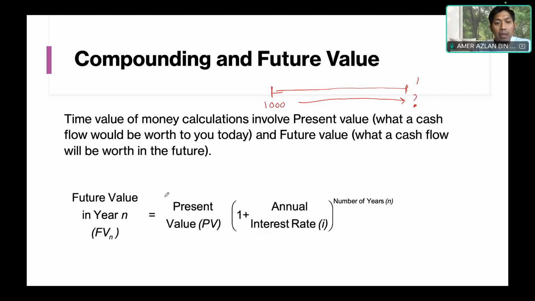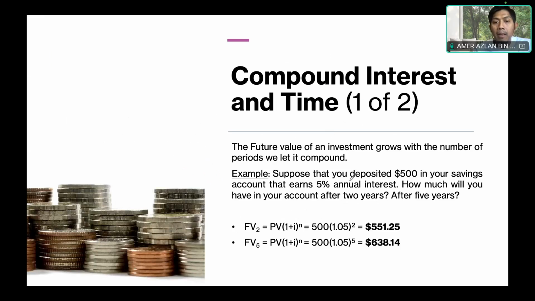So to calculate future value, basically it is equivalent to present value times (1 plus annual interest rate, or I) to the power of number of years, or N. For example, suppose that you deposited $500 in your savings account that earns 5% annual interest rate. How much will you have in your account after 2 years and after 5 years?